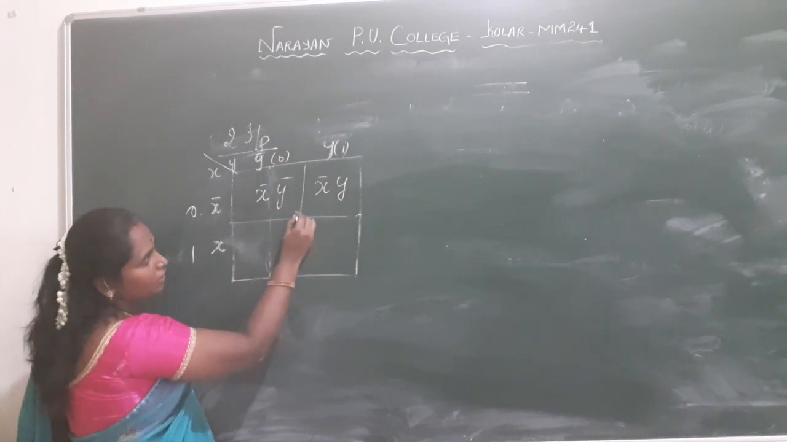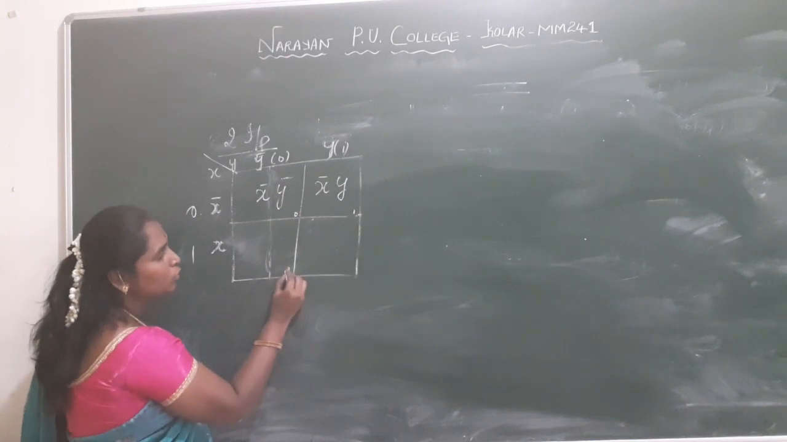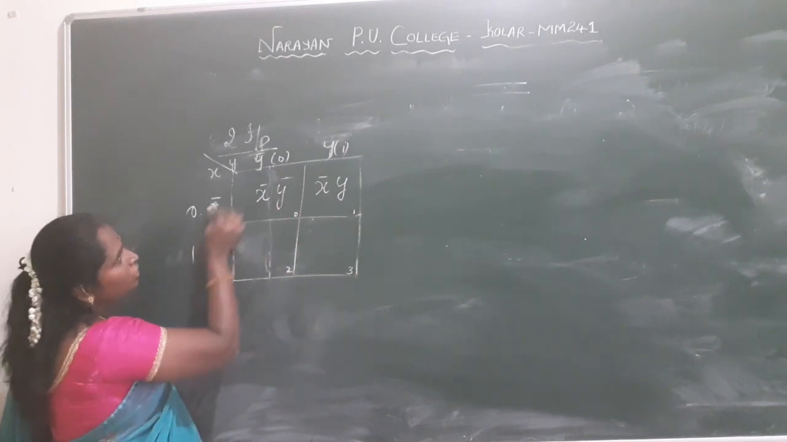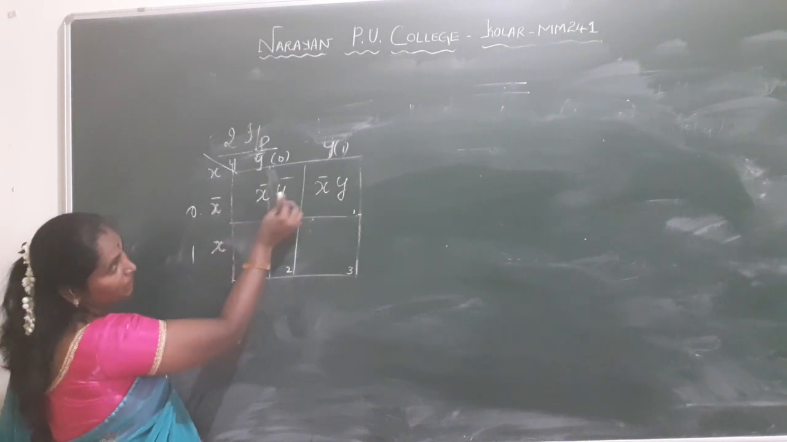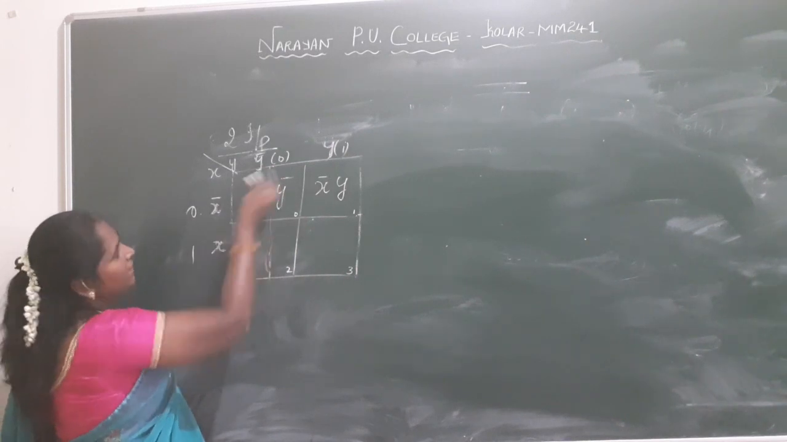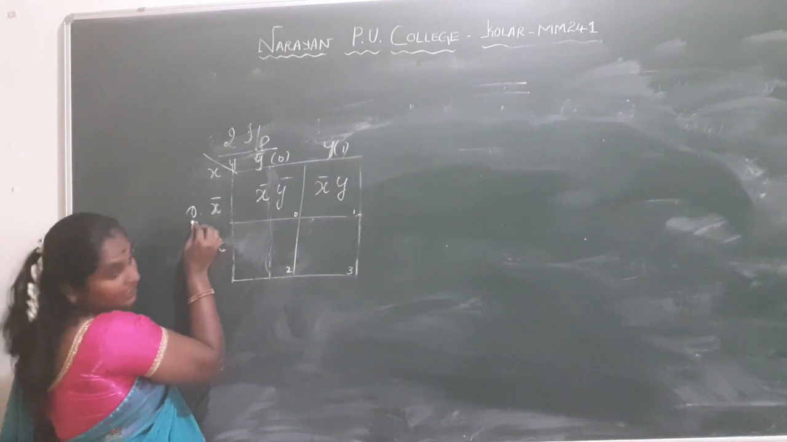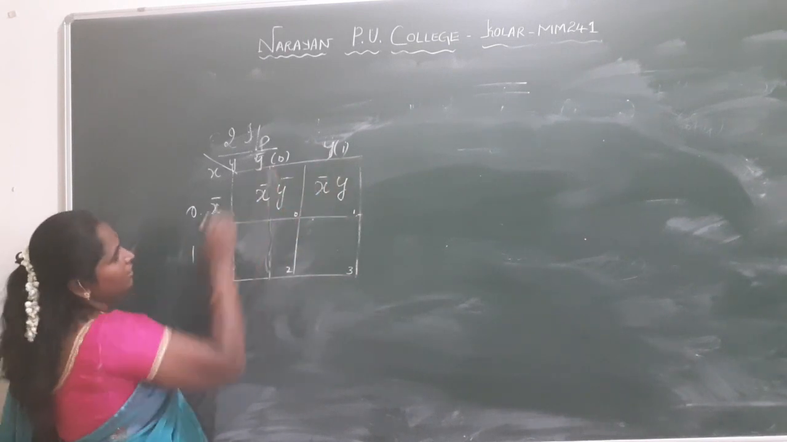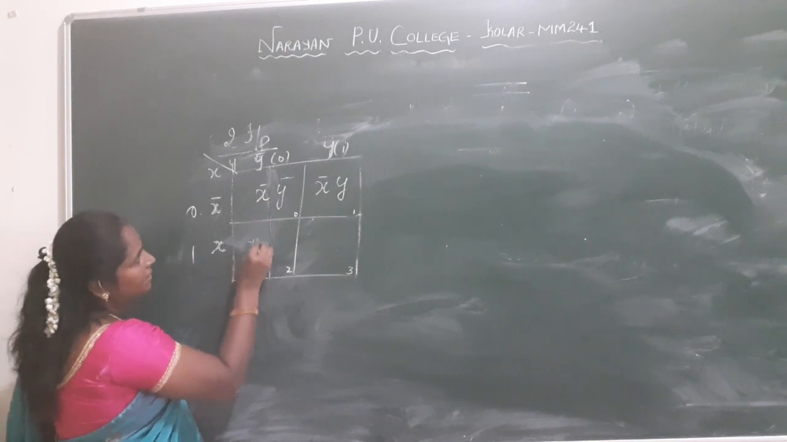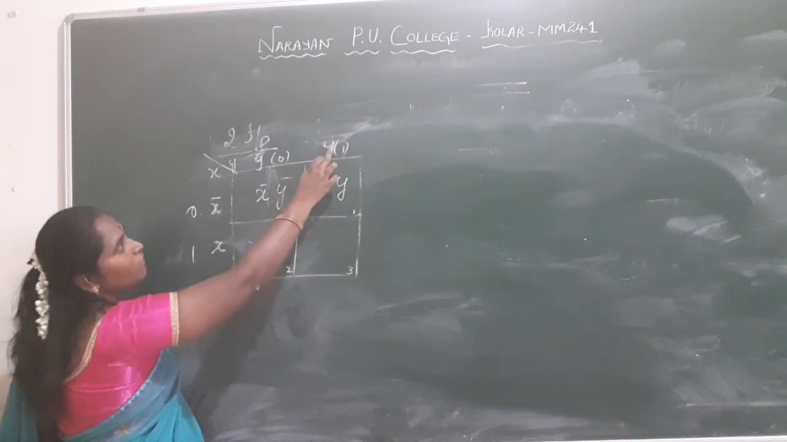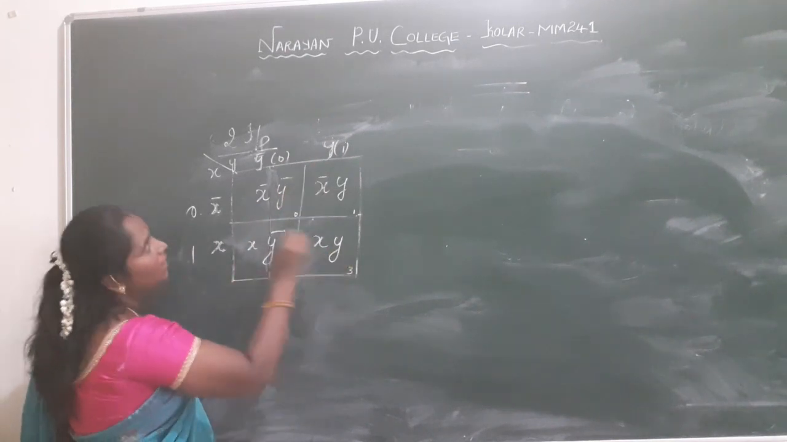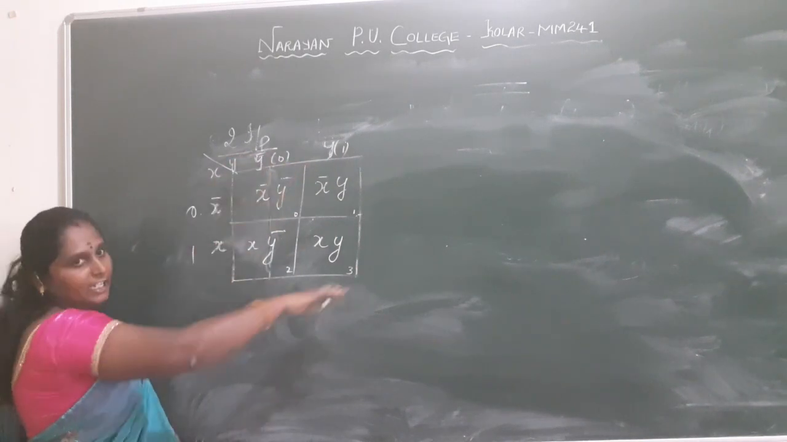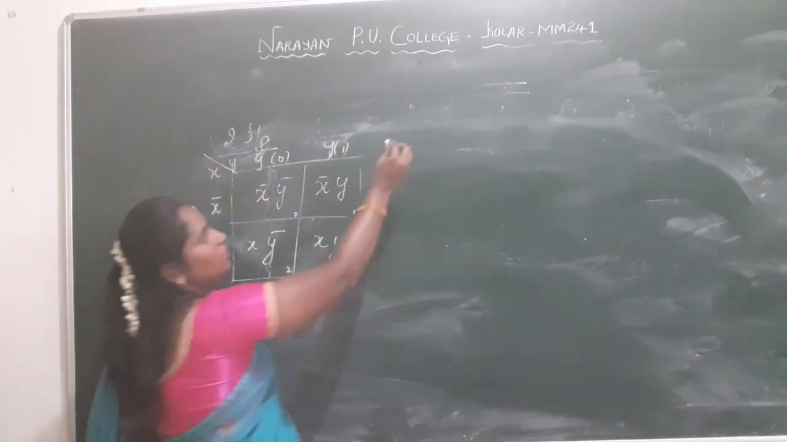This takes the values 0, 1, 2, 3. So here 0, 0, the possible combination is x bar, y bar. 0, 1 is x bar, y. Next 1, 0 is x, y bar. Next 1, 1 is x, y. This is the possible way of representing the K-map for 2 inputs. Next we will see 3 inputs.